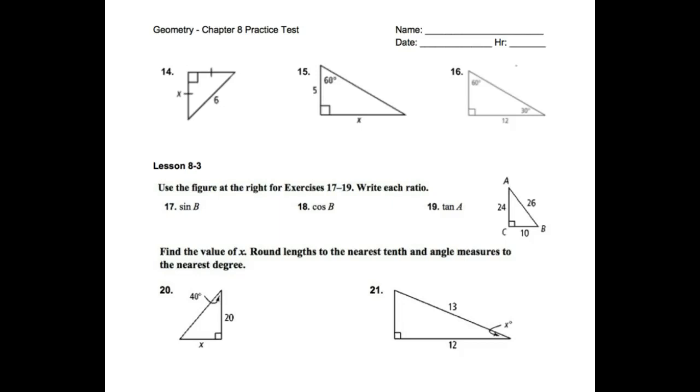All right, I'm going to pick up here on number 17, right down here. There we go. I'll use the figure at the right for exercise 17 through 19, write each ratio. So the first one is sine of angle B. So I'm going to mark my angle. I've got my opposite side.